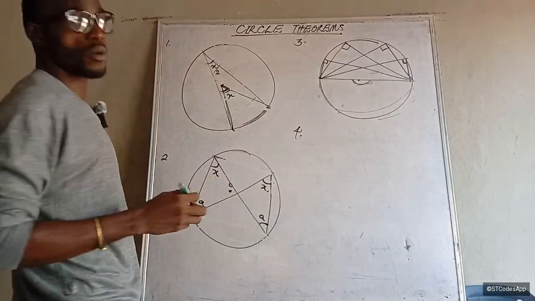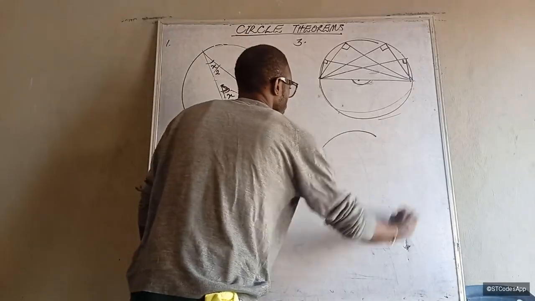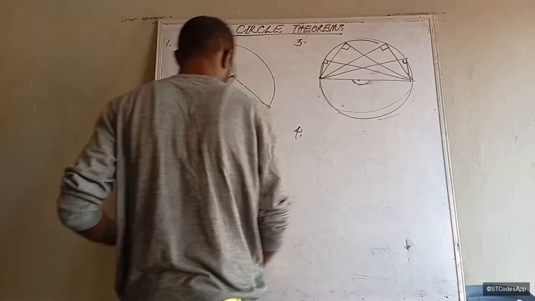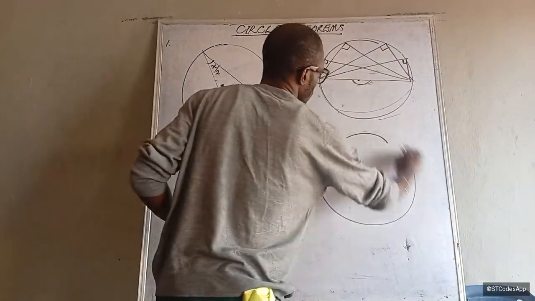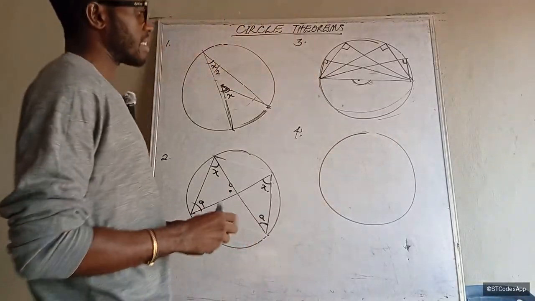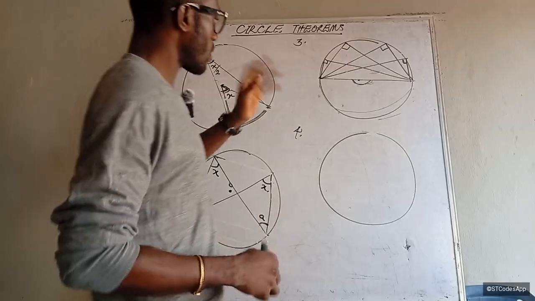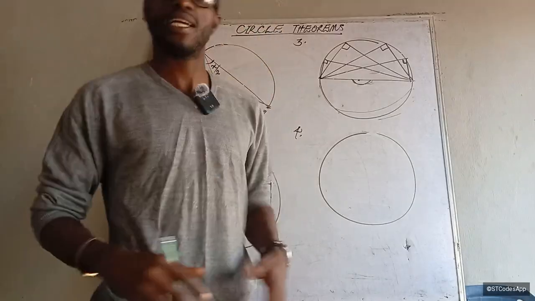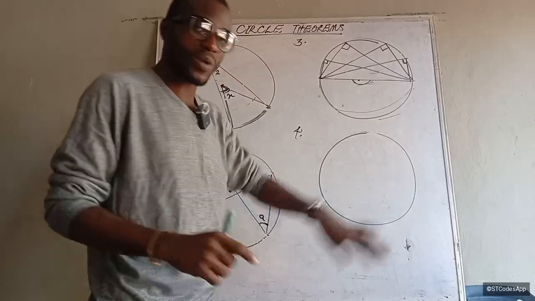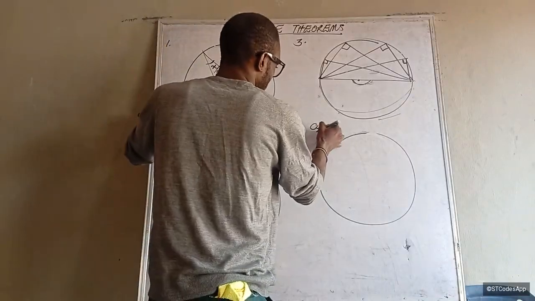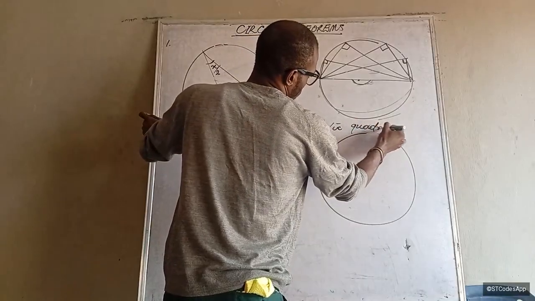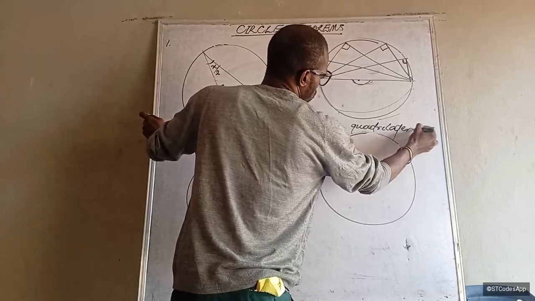Alright. Let's go to number 4. Now, axiom 4 states that the angle that is... cyclic quadrilateral, let's talk about cyclic quadrilateral. First, what is a cyclic quadrilateral? Cyclic quadrilateral. You know, I've told you.